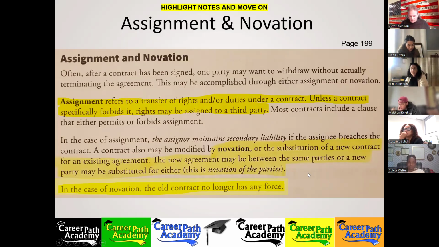You know what? Let me put in my notes here to change that definition. It sucks. What's that, page 199? Where is my notes? Here we go.